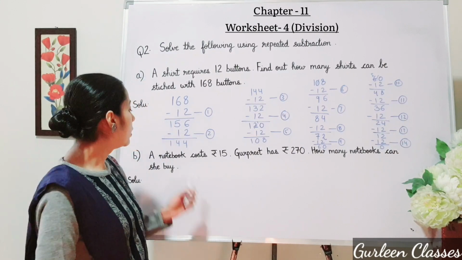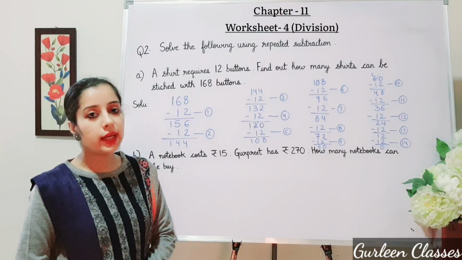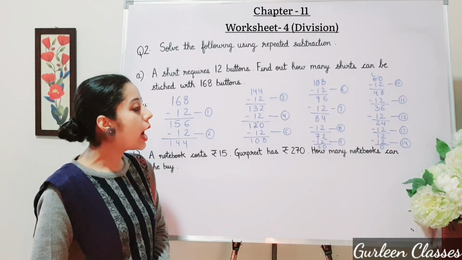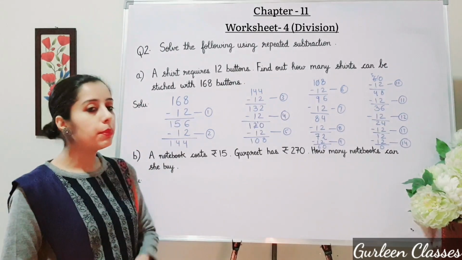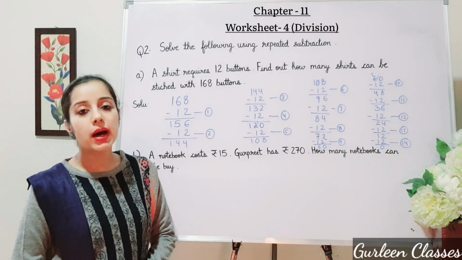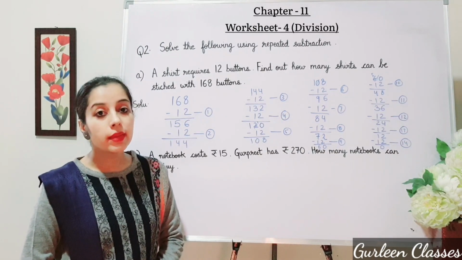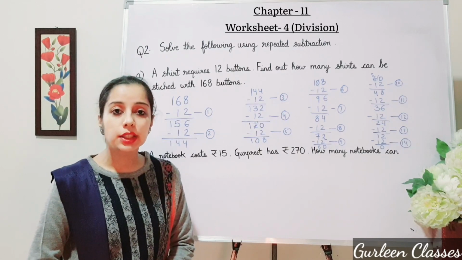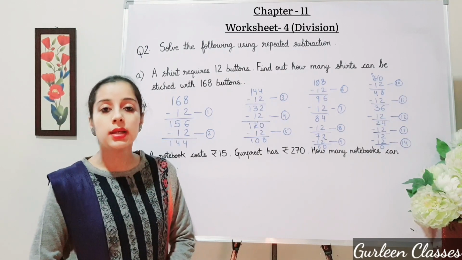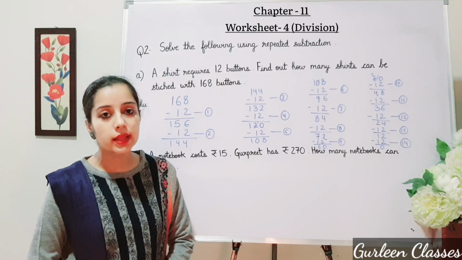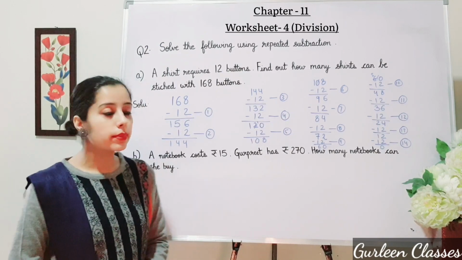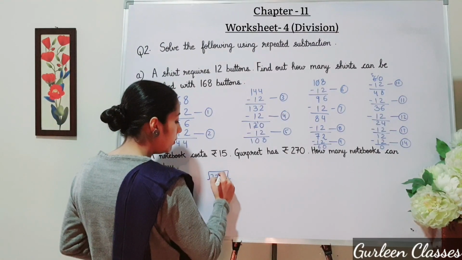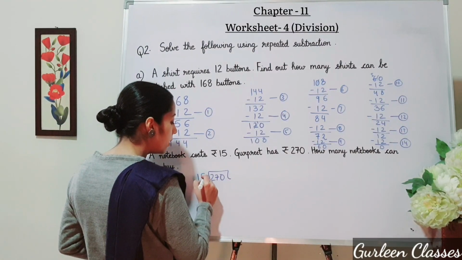Now B part, a notebook costs rupees 15. Gurpreet has rupees 270. How many notebooks can she buy? So now let us do this by long division method, as by repeated subtraction it takes lots of time. It reduces the time. So here 270 will be the dividend and 15 will be the divisor.